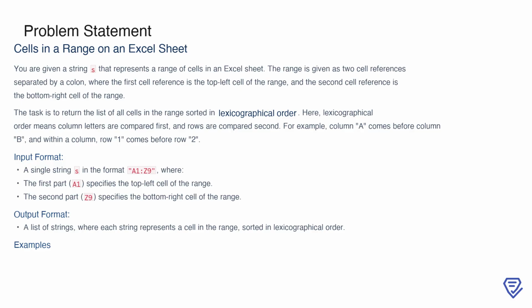When we talk about lexicographical order, it means that column letters are compared first, so column A comes before column B, and so on. Within the same column, rows are compared numerically, meaning row 1 comes before row 2. The input format for the problem is a single string, such as A1:Z9, where A1 is the top left cell and Z9 is the bottom right cell. The output should be a list of strings representing all the cells in this range, ordered lexicographically.